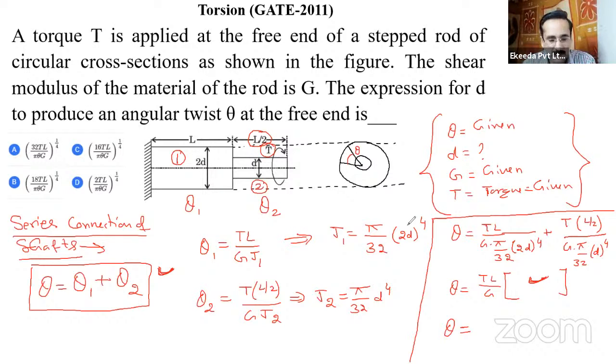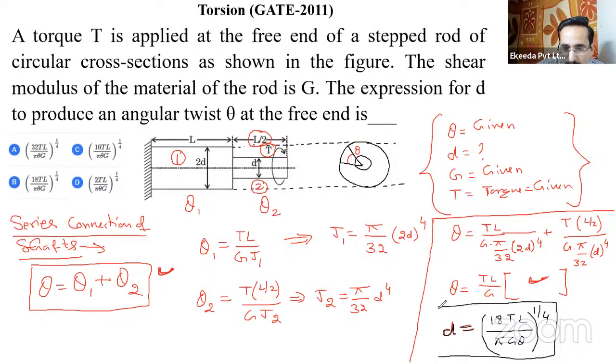So from here, D can be taken out, on one side, and the answer can be obtained as D will be equal to, I'm writing the answer finally, D will be equal to (18 TL upon pi G theta) to the power 1 by 4, right? Solve it and you will get this answer. So this is the answer of this question, isn't it? Inside the bracket, you will get some value.